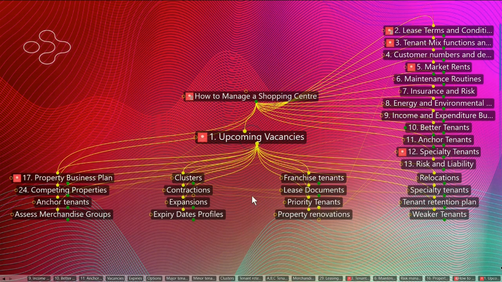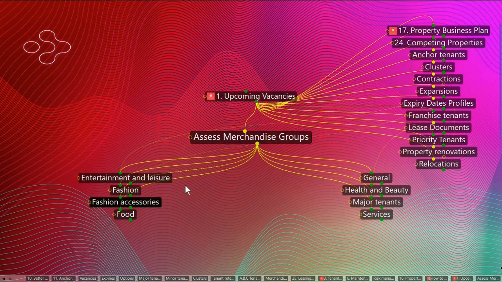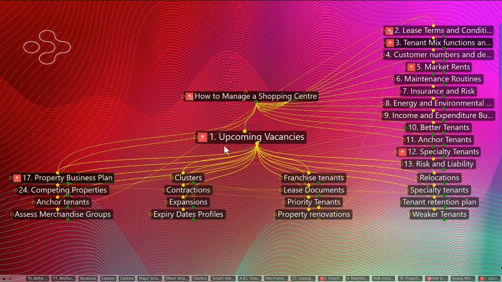And I will explain to you that some of these items here are very, very detailed. And for example, I will go into merchandise groups. These are the common merchandise groups that I would be interested in reviewing when I'm looking at a shopping centre. Of course, entertainment and leisure, fashion accessories, food, the general type tenants, health and beauty, major tenants and services. So there's many different things to think of. When you look at all the critical issues of upcoming vacancies, and here they all are again for you to write down, when you look at these things, you can then take these things and turn them into something else.